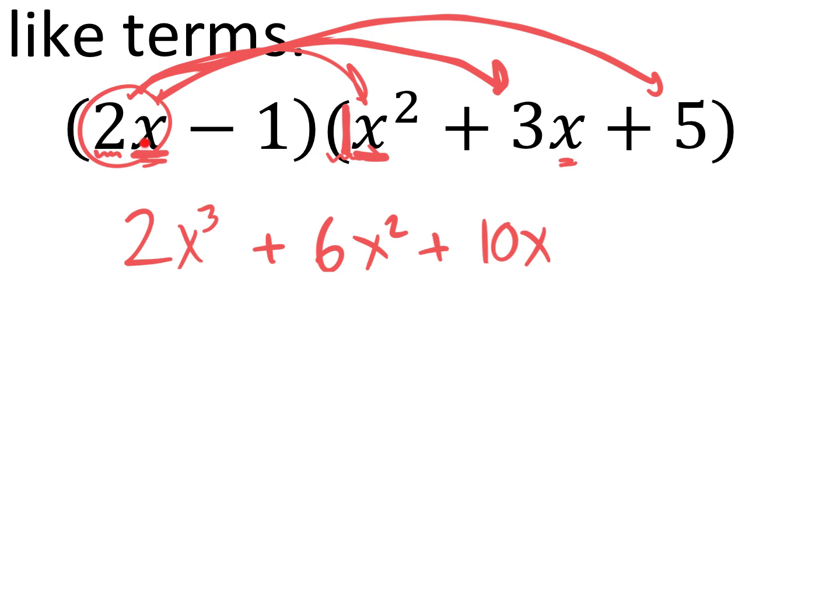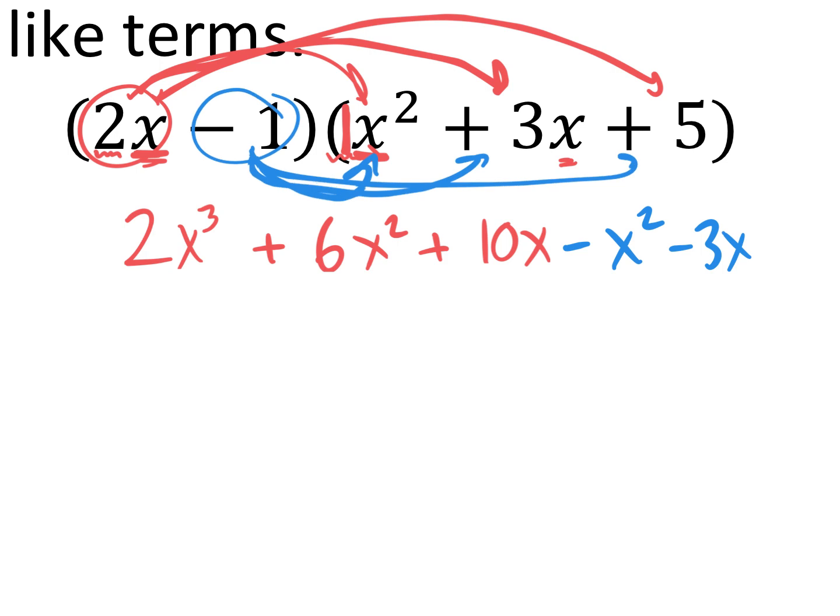Now we've distributed the 2x, let's distribute the minus 1. So I want to distribute this minus 1. Minus 1 times x squared is simply going to be a minus 1x squared, or just minus x squared. Minus 1 times 3x, it just changes the sign, minus 3x. Minus 1 times positive 5 changes the sign to minus 5. Now we have all those terms.